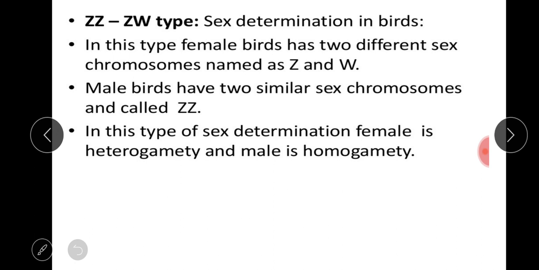Females have one Z and one W chromosome along with autosomes, whereas males have a pair of Z chromosomes, that is homogametic. Thus, the sex of an organism is determined by the type of ovum that is fertilized to produce an offspring.